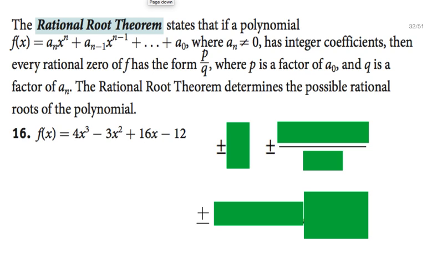Okay, last thing I want to go over is called the rational root theorem. It states that if a polynomial, you know what, I'll let you guys read this while I get a drink. Go ahead and read it.